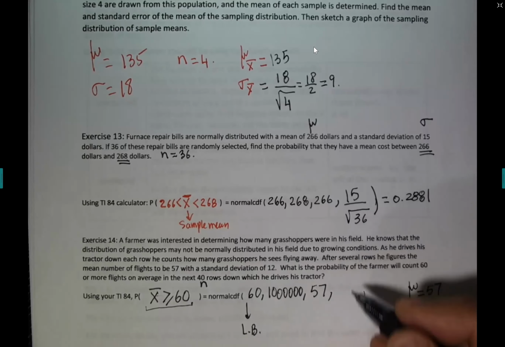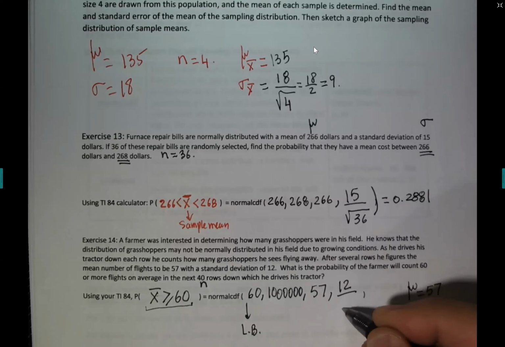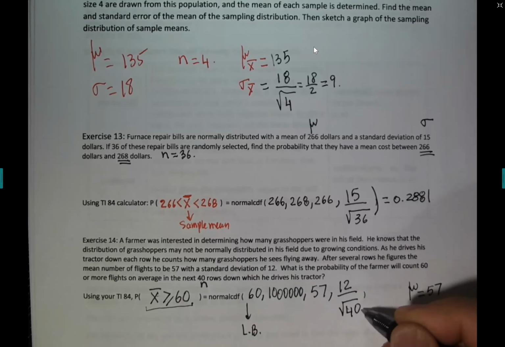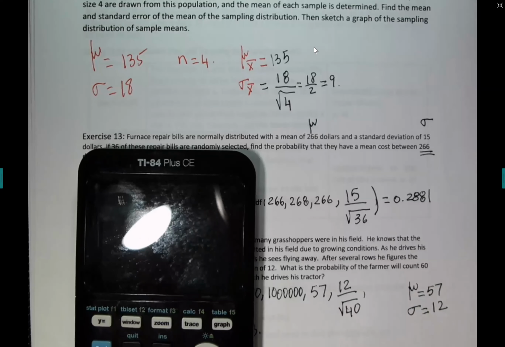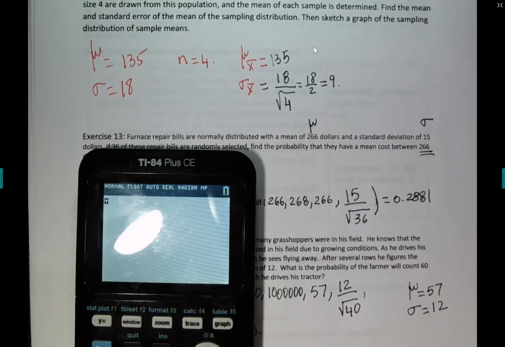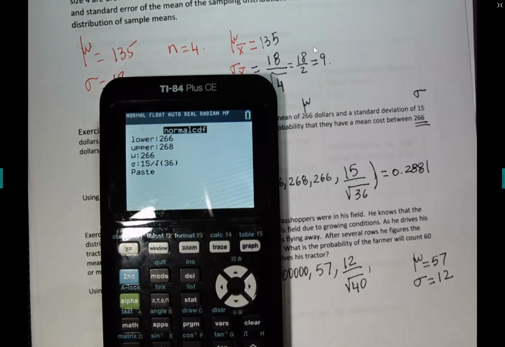But look, guys, because he's doing a sample of 40, you cannot use just 12. You have to use 12 divided by, according to the central limit theorem, square root of 40. And watch. So clear, second, and distribute. Normal CDF. And now I'm going to put some values there. So we got 60 as a lower, a million. Doesn't matter how many zeros you put there, put as many. 57 and 12 divided by square root of 40.